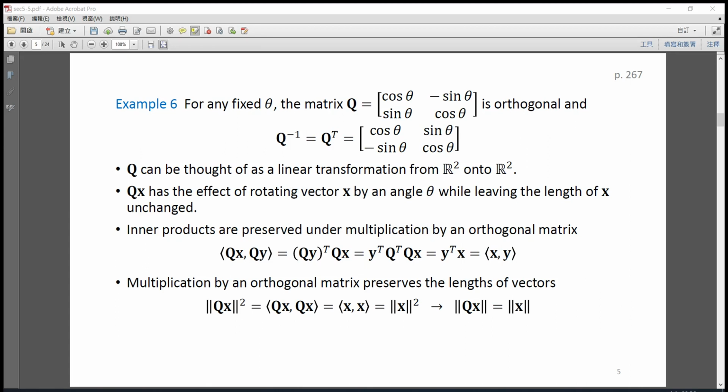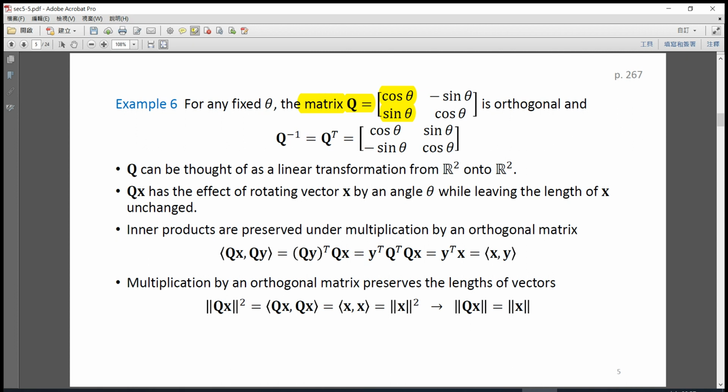We use example 6 to illustrate the orthogonal matrix. The matrix Q is orthogonal because it is a square matrix, and the first column is orthogonal to the second column. And we know that the first column is of length 1, because the square of cosine theta plus the square of sine theta equals 1.